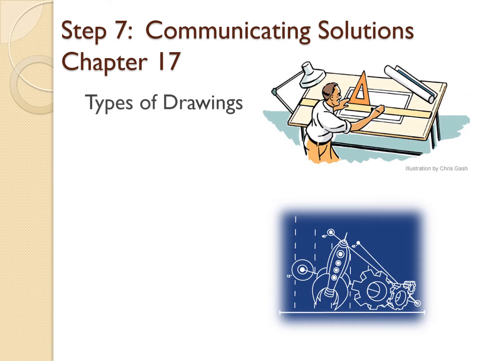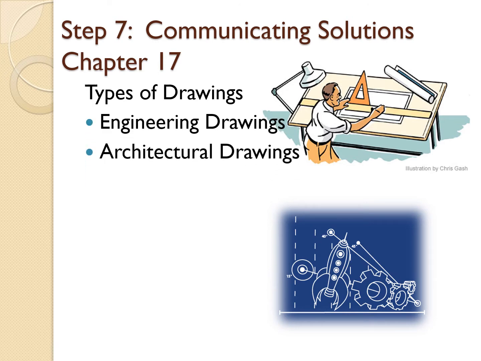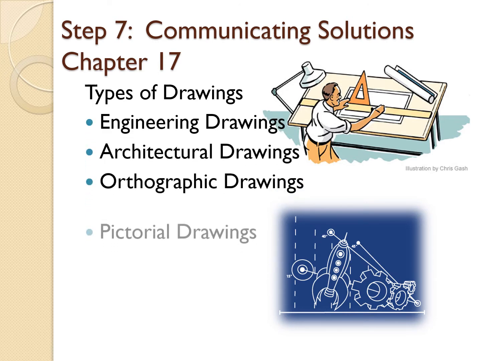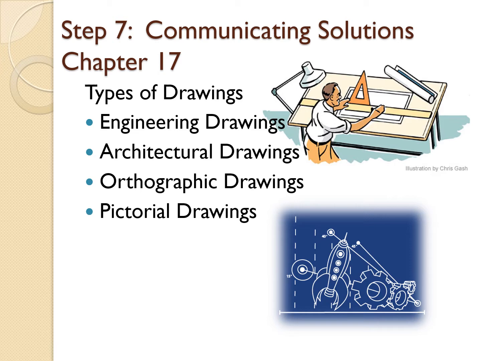Now, as I was saying, there's different types of drawings, and there's four main types. There's engineering drawings, architectural drawings, orthographic drawings, and then pictorial drawings. An engineering drawing is more like blueprints. And then architectural drawings. Then you have orthographic drawings. Orthographics is what we do in class. Obviously, we draw things in orthographic 3-view: front, top, and side. And then you have pictorial drawing.